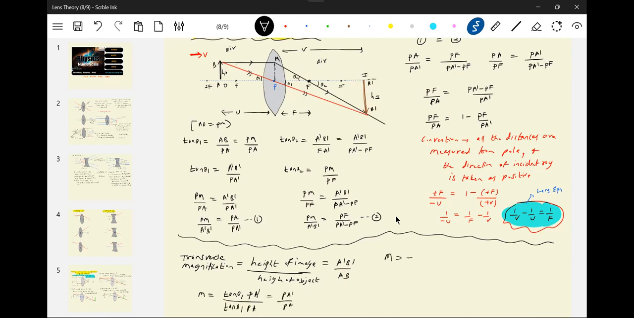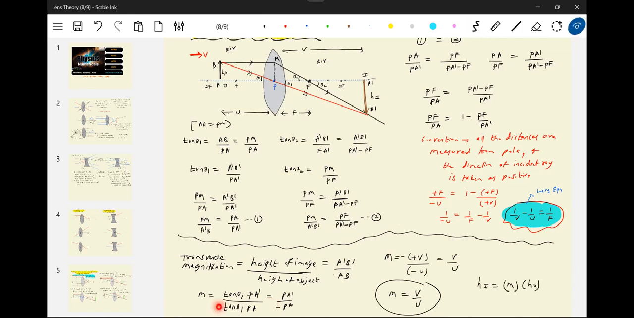So what is the magnification? What is PA dash? PA dash will become plus V, and PA is minus U, so this will become V by U. This is the formula for magnification. If you know the magnification, then height of the image equals magnification into height of the object. Substitute all with sign. Sir, we are not understanding it. Why a negative sign here?